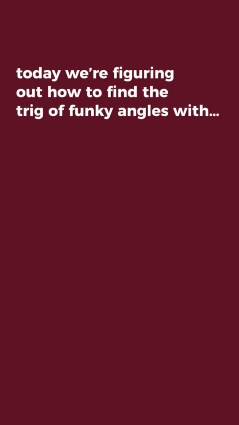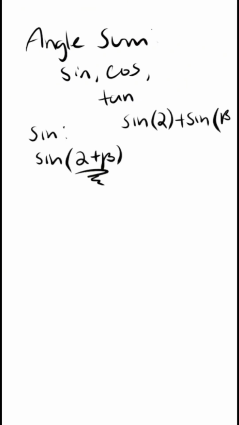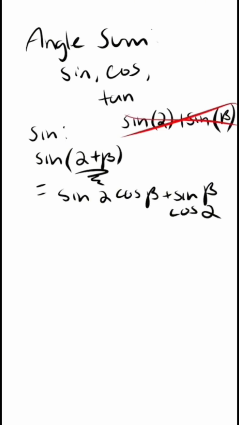Today we're figuring out the trig of funky angles with sum and difference identities. For both the sum and difference identities, we have sine, cosine, and tangent. So for sine, we have sine alpha plus beta, which is not the same thing as sine alpha plus sine beta, by the way, equals sine alpha times cosine beta plus sine beta times cosine alpha.